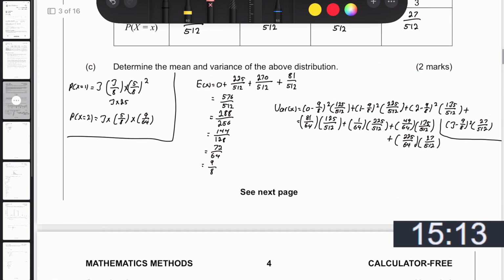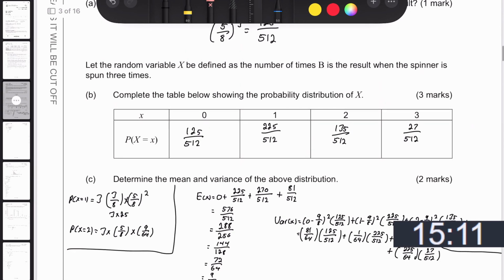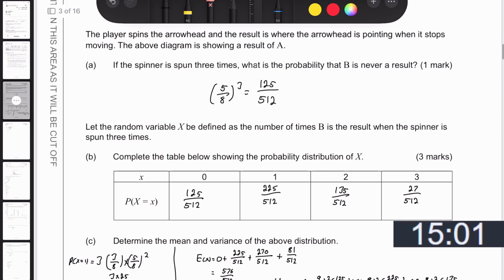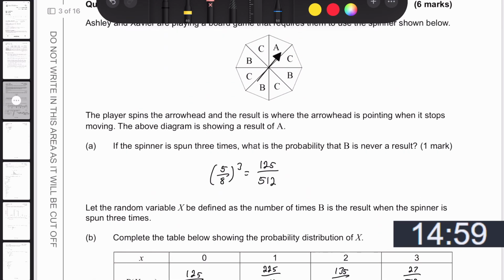Okay, let's figure out this first question. What on earth am I doing here? So, the spinner is spun 3 times. There's a probability that B is never a result. 3, 4, 5. So 5 on 8.